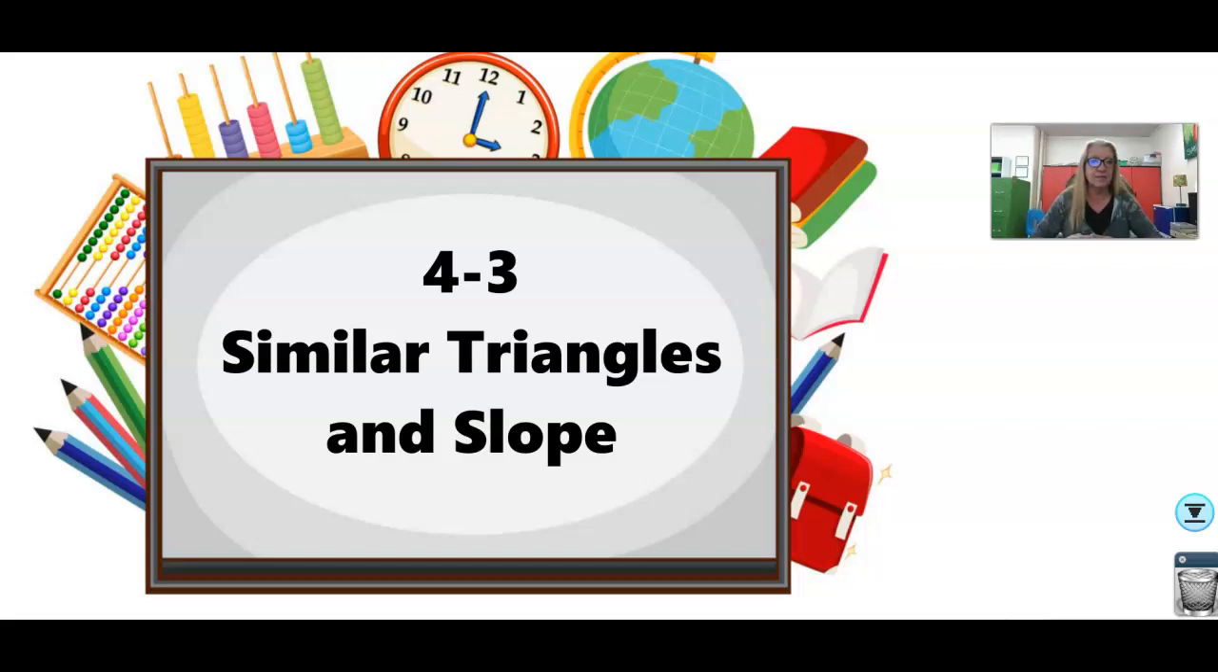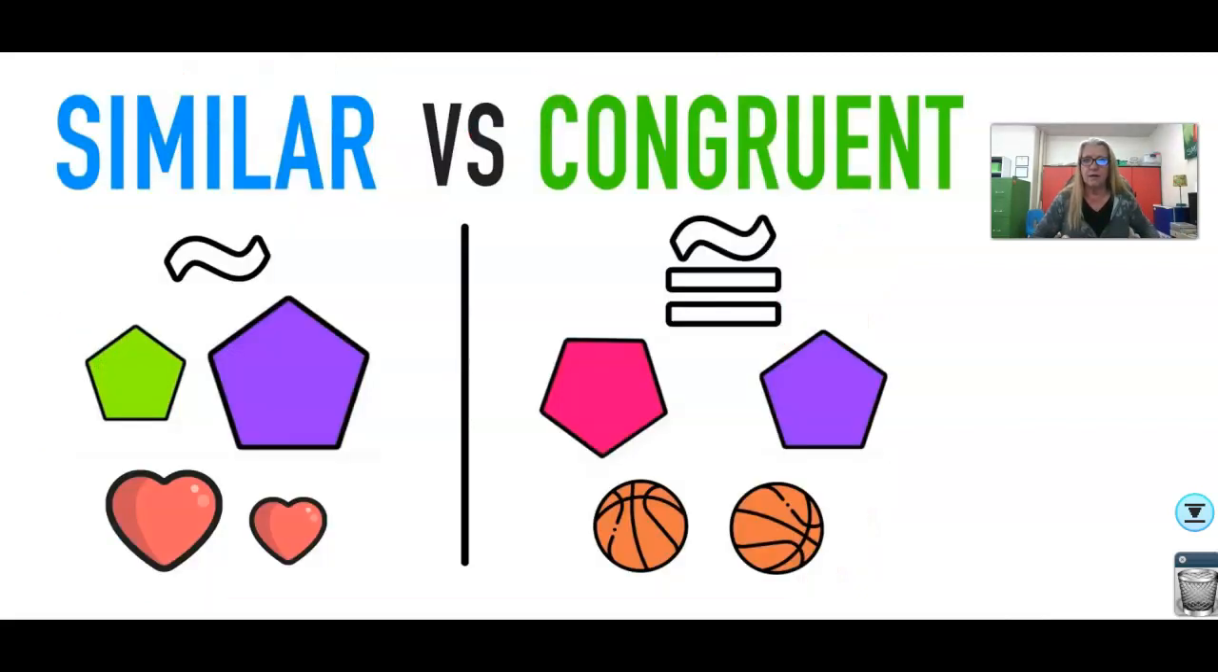Yes, we are not done with slope yet. We still have many slope adventures. We're going to be talking about similar triangles, and I just want to review a concept that you've probably already learned: similar versus congruent.